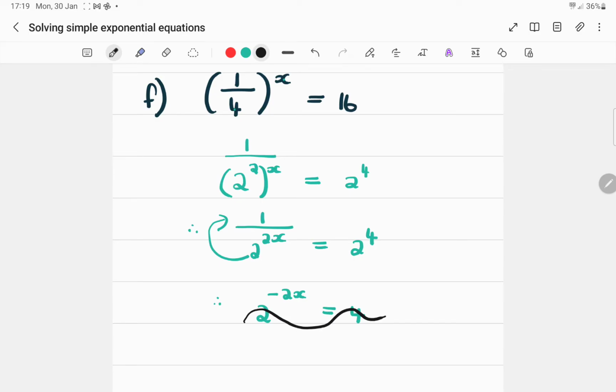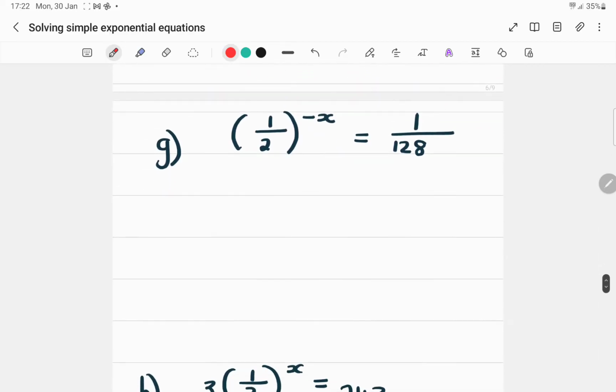Drop it like it's hot. And then, no man, why do I keep on making mistakes? Sorry. It is 2 to the power of 4. And then you drop it like it's hot. And then, thus negative 2x is equal to 4. Divide by negative 2 on each side. Thus, x is negative 2.